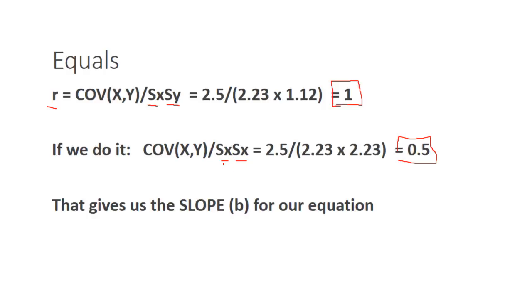Okay. The other thing to remember is that the standard deviation of x times the standard deviation of x is the variance of x. Do we remember that? It's the variance of x. So this is the covariance of x and y divided by the variance of x. And this is how we find the slope of a regression equation.